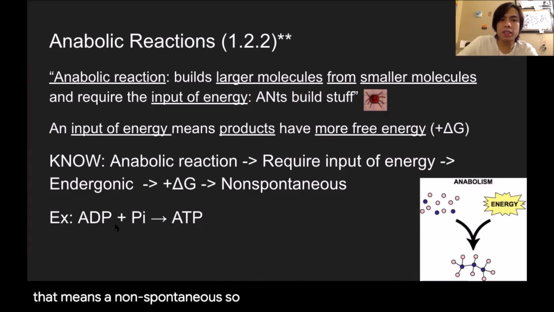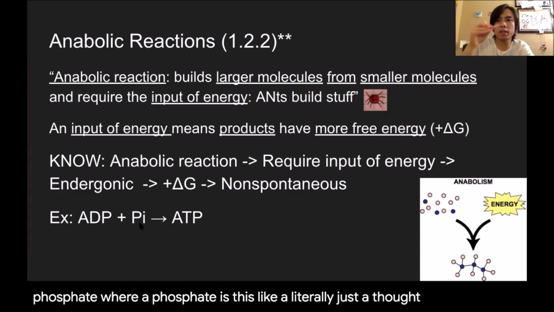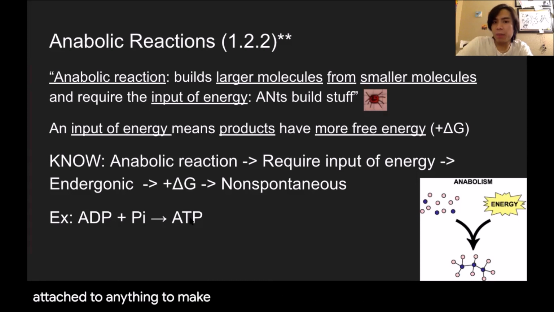So an example of this would be ADP plus inorganic phosphate, where a phosphate is literally just a phosphate. It's not attached to anything. To make ATP. This was building a larger molecule out of two things. That is anabolic.